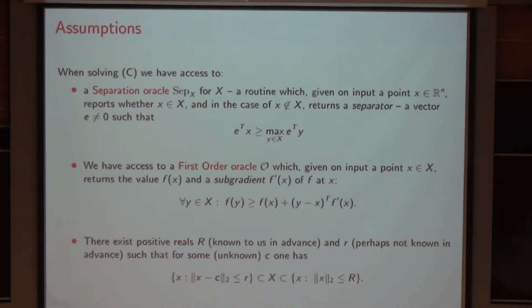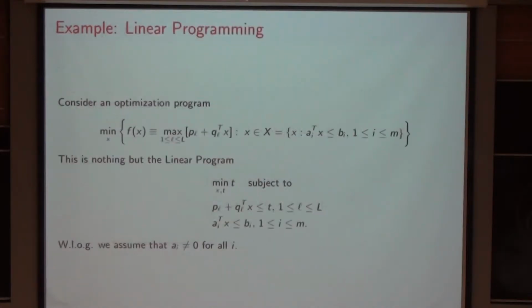What we will require also, though this is not really obligatory, is that our set, capital X, is included in a relatively big Euclidean ball, say of radius R. And of course, since we assume that X is solid, there is a small Euclidean ball which can be inscribed in capital X. So these are the assumptions under which we will work. An example: look at this problem. If you know what linear programming is, I address young people. Who knows what linear programming is?